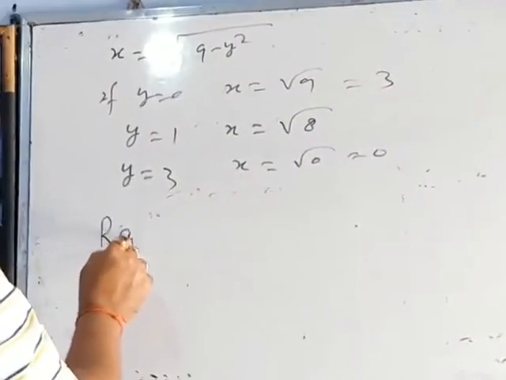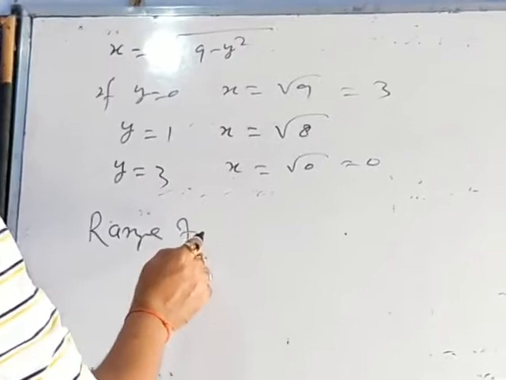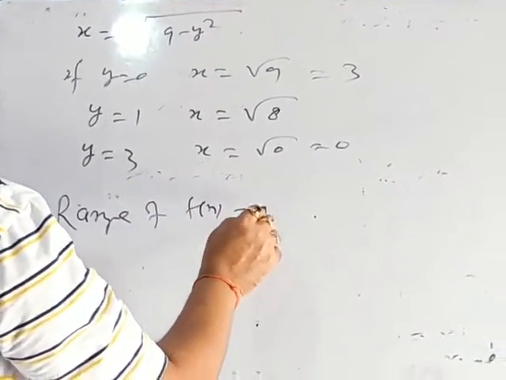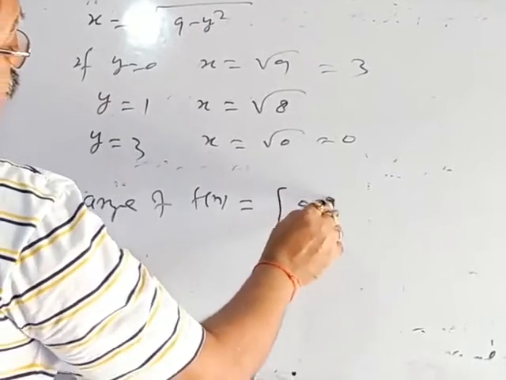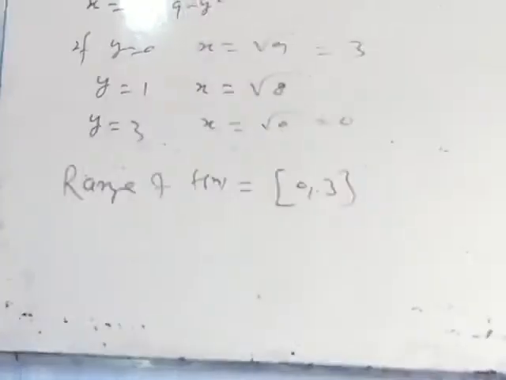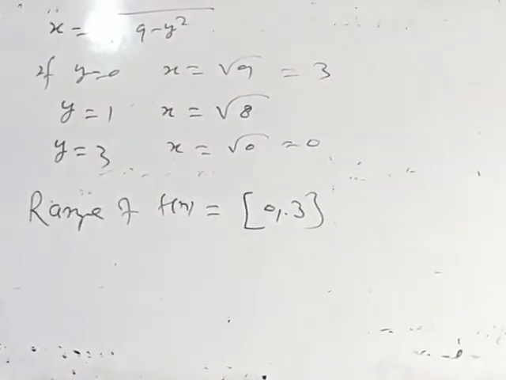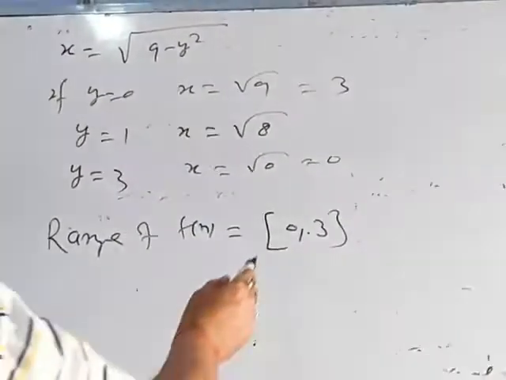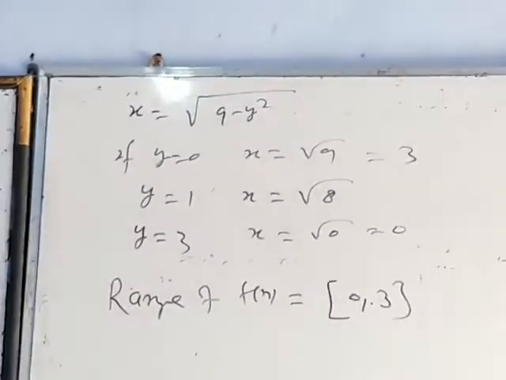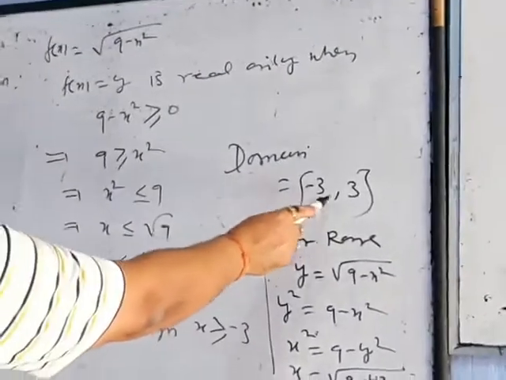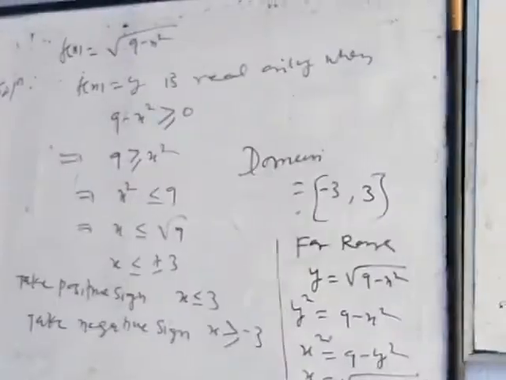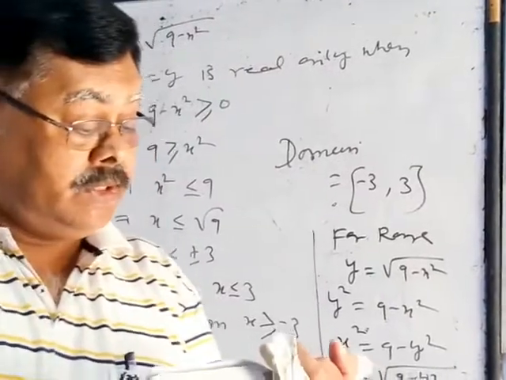So the range of f(x) is 0 to 3. Minimum value is 0, maximum value is 3. Here we take 0 to 3, this is the range, and this is the domain. Domain is minus 3 to 3 and range is this. So these are the little problems of domain and range.